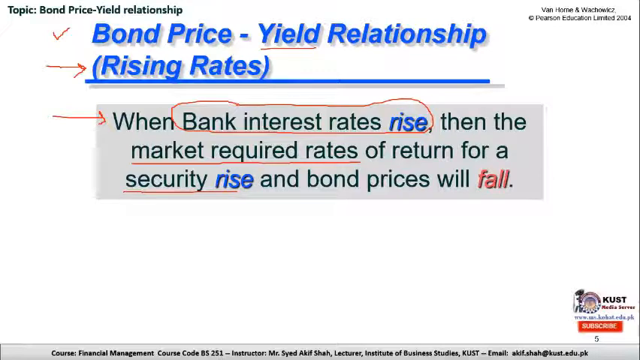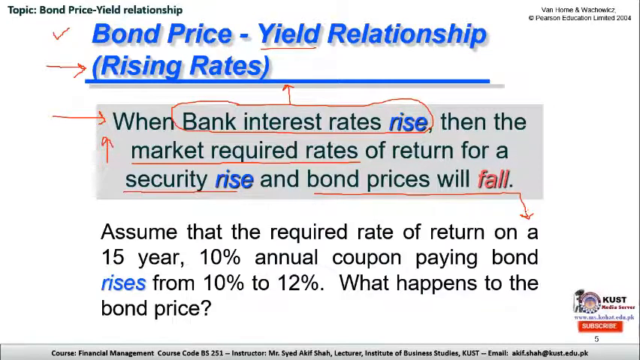So when the bank interest rate rises, the condition states that the market required rate of return on all other investment opportunities normally rises. Therefore, the bond prices will fall. Let's discuss why the bond prices will react in such a fashion. Assume that the required rate of return on a 15-year, 10% annual coupon paying bond rises from 10% to 12%.